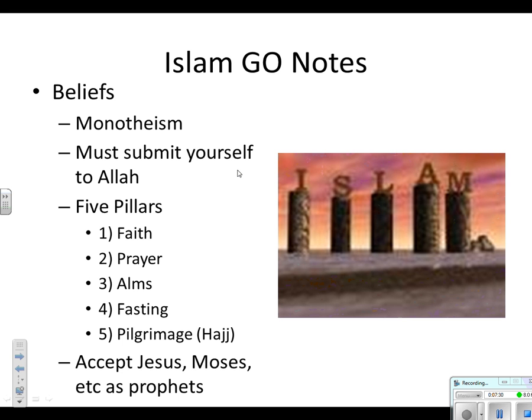They believe in one God named Allah. And Muslim actually means one who has submitted to Allah. So Islam is all about submission. Submitting means you have to actually prove yourself. You have to actively do something to prove your faith in Allah. And this is known as the 5 pillars. The 5 pillars are faith, prayer, alms, fasting, and pilgrimage, or Hajj.